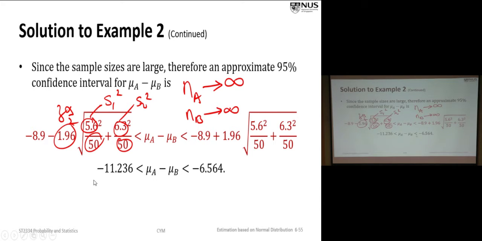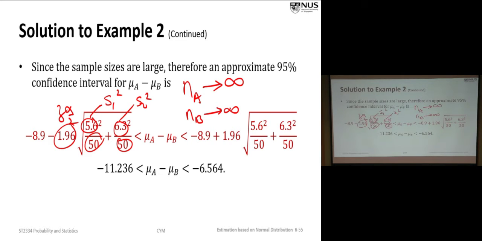So the difference between mu A and mu B is minus 11 to minus 6. By the way, when I say difference, it can be mu A minus mu B or mu B minus mu A. Usually it doesn't matter. If there is no hint which one minus which, you just take either one. But if you are asked to specifically find a confidence interval for mu A minus mu B, then you have to work that out. The only difference is the sign that you may change.